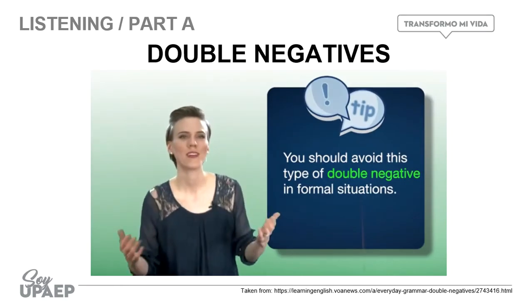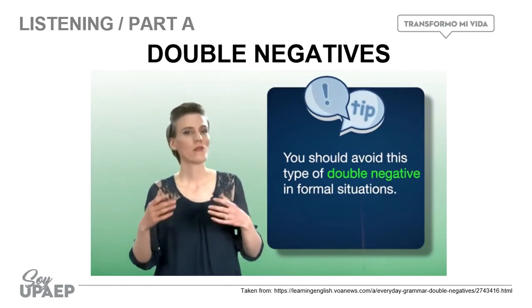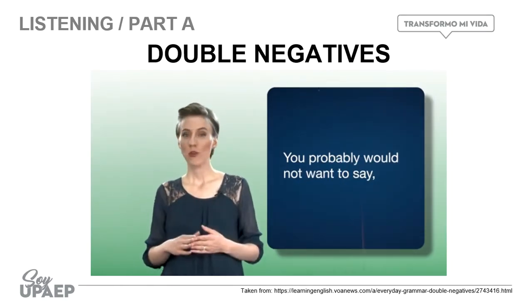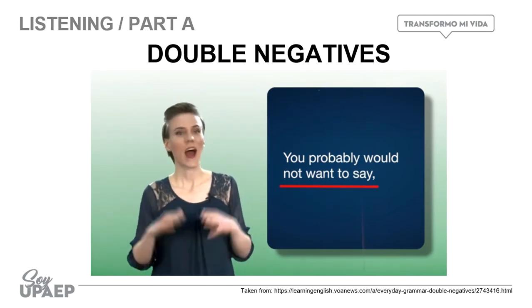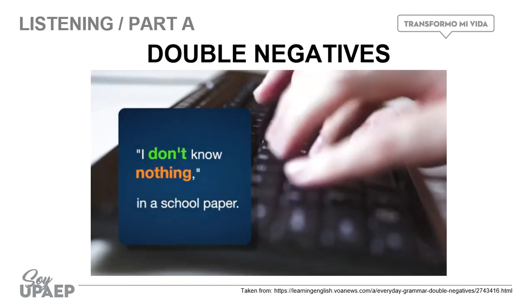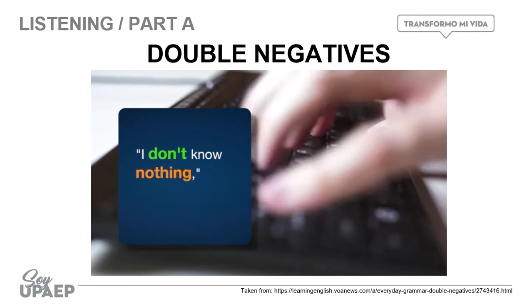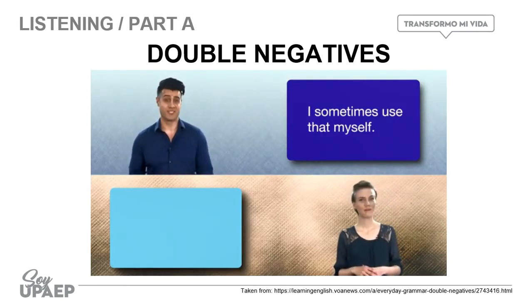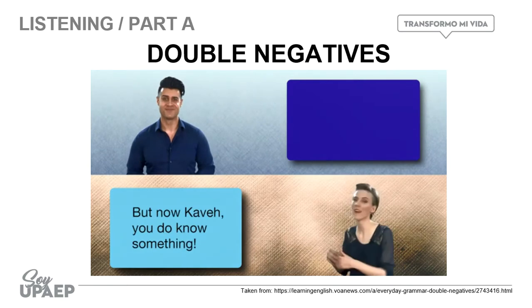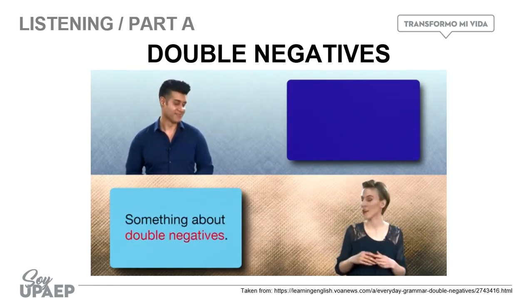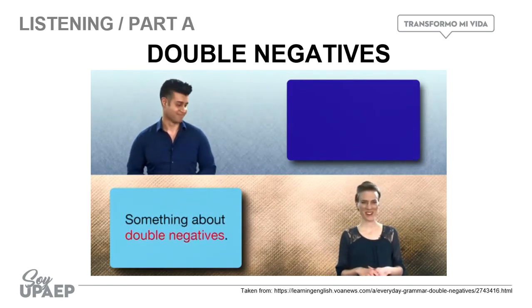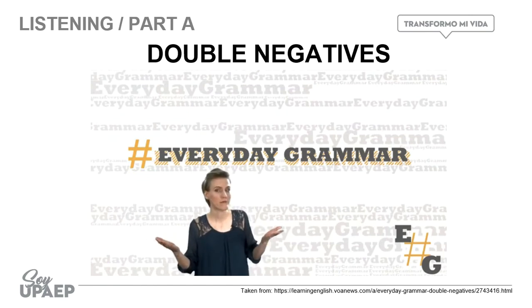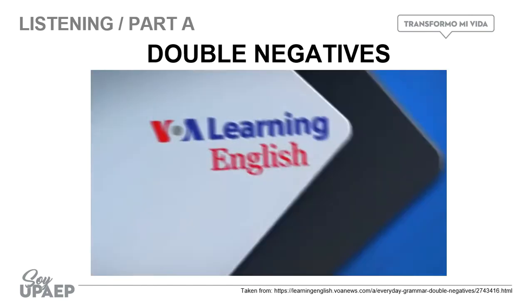You should avoid this type of double negative in formal situations. You probably would not want to say, I don't know nothing, in a school paper. I don't know nothing. I sometimes use that myself. But now, Kaveh, you do know something about double negatives. And that's not everyday grammar.